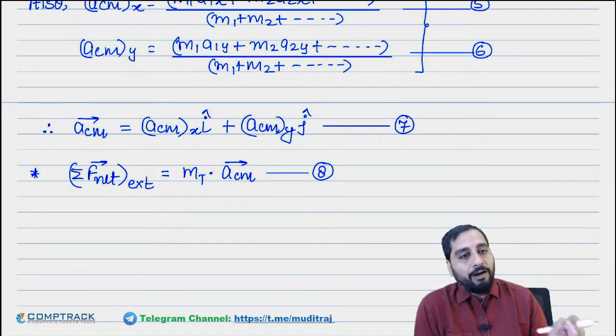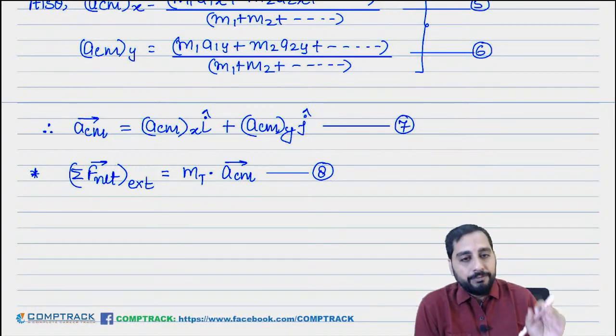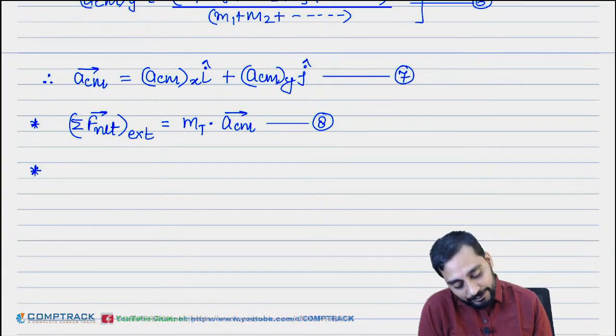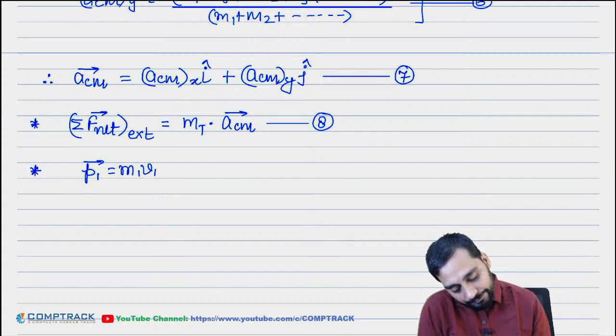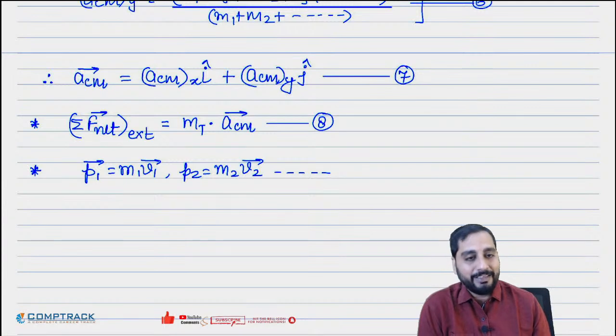Okay. Now linear momentum, you know, it is given by m into v. So here linear momentum of the first particle will be what? P1 equals m1 v1, P2 equals m2 v2, like this. So linear momentum will be like this.